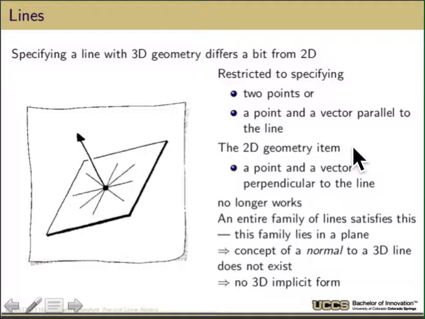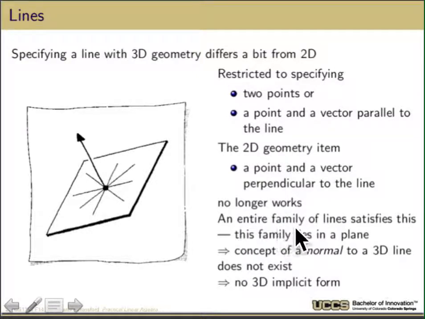So now we're going to move on to geometry in 3D. We're going to talk about lines. If we want to specify a line in 3D, it's a little bit different from 2D. We can't just take 2 points or use the explicit representation of a line. In 2D, we had a point plus a vector perpendicular to the line. That technique, which we didn't spend much time on, doesn't work because it doesn't generalize.